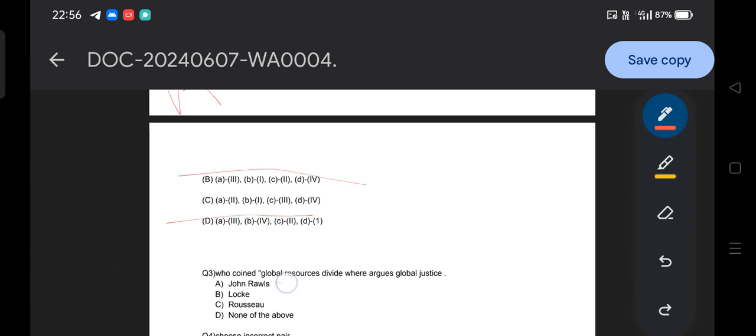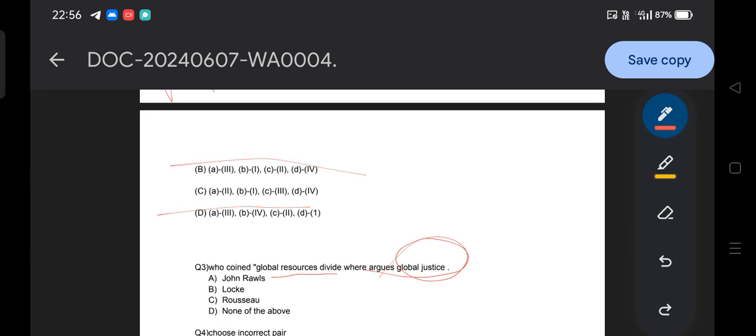Who coined the global resource divide, arguing for global justice? Global justice is the keyword. Option A, John Rawls. Option B, Locke. Option C, Rousseau, and none of the above. So guys, the answer to this question is... Very nice question.